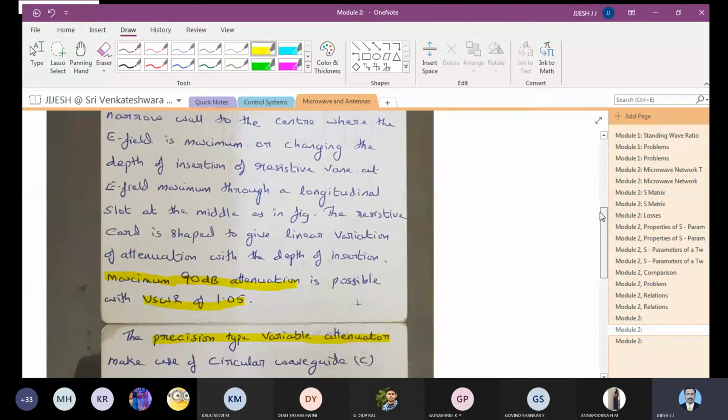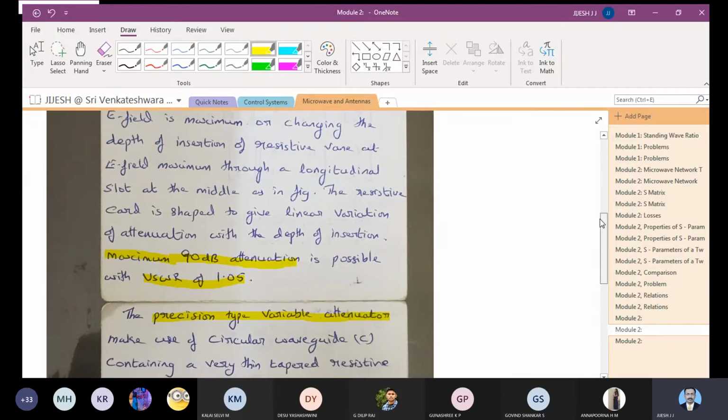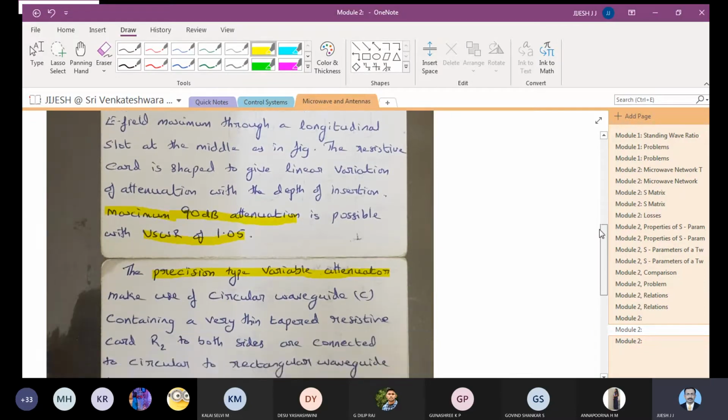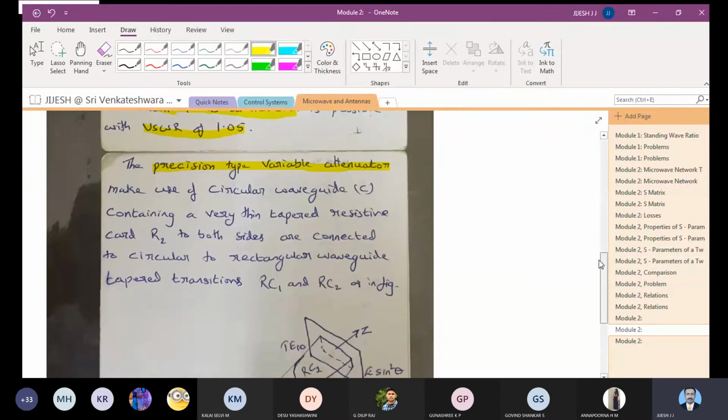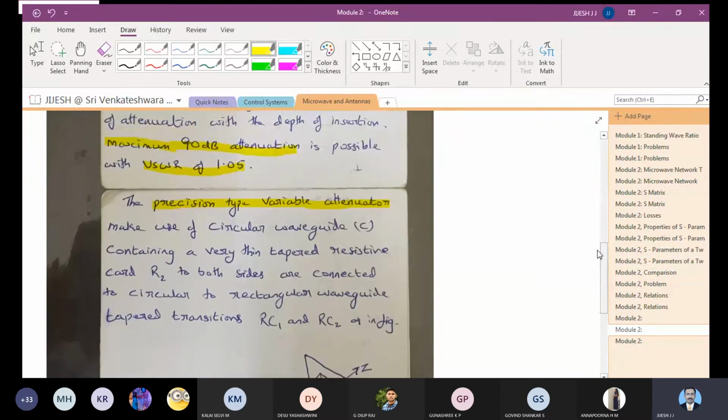So if it is completed, let us go with the precision type variable attenuator. Yes, sir. Okay. Just complete this explanation also with that diagram. This diagram I am going to explain to you. I'll just put that diagram. Just complete this one.